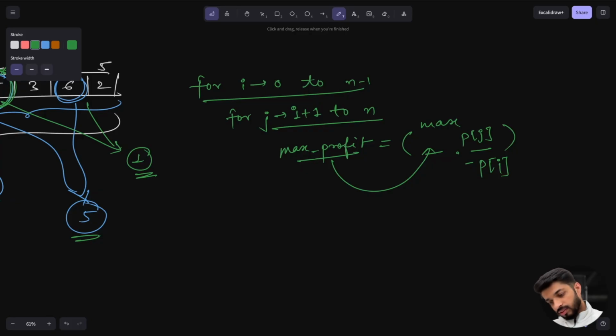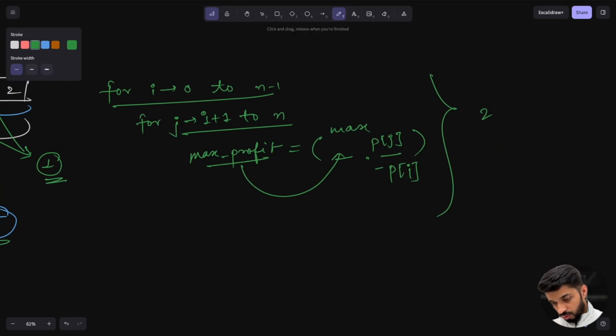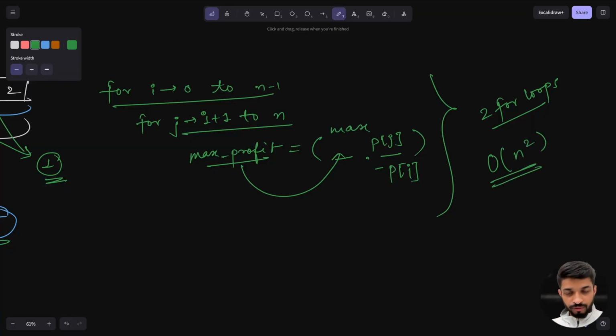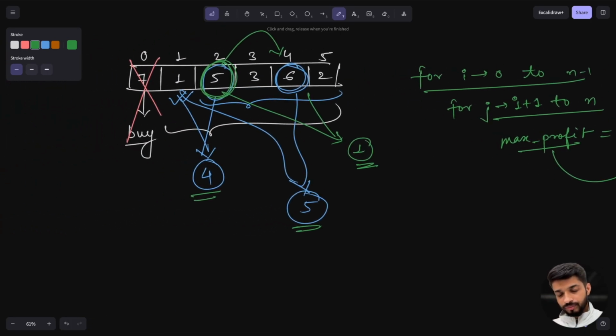Now, what will be the time complexity of this case? As we are using two for loops, the time complexity will be order of n square. Can we optimize that out, right? How can we think to optimize? If you see the problem, we are buying it and selling it if it is maximum. If the price is less, then we are just buying it, right?